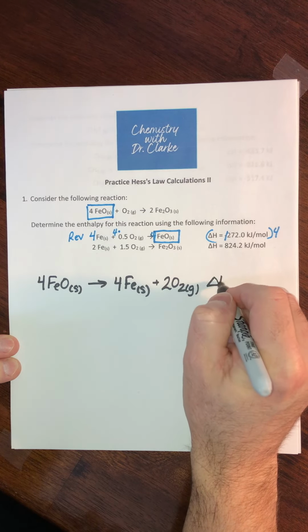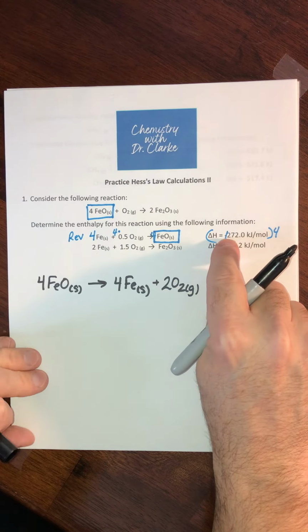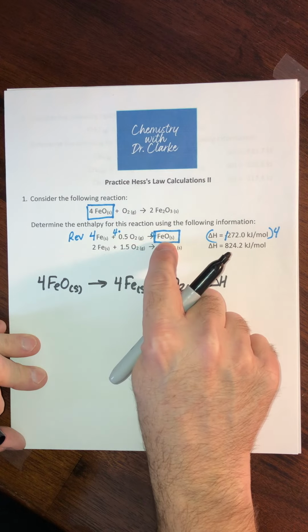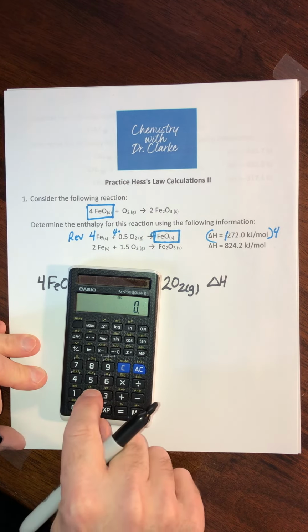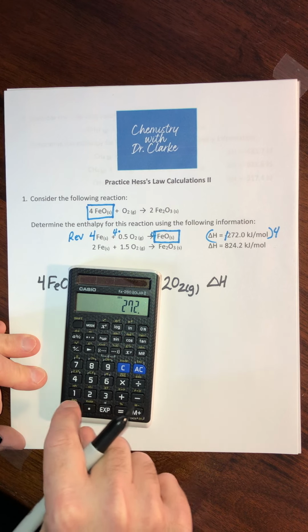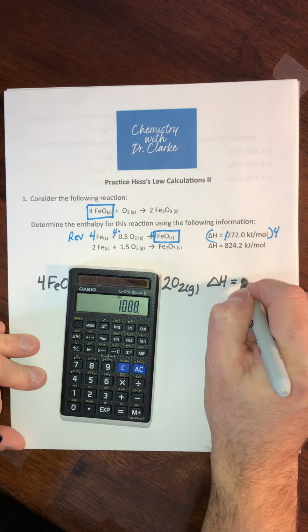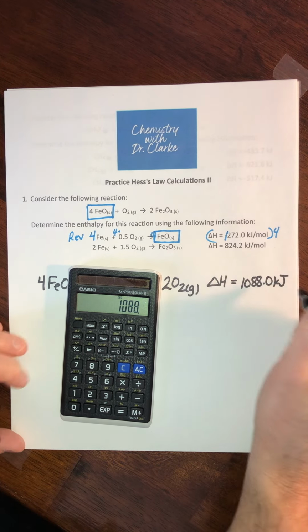Now my delta H, because I have taken the reaction and flipped it, it does go from a negative to a positive. And because I have multiplied everything by 4, I am going to multiply that number by 4 as well. So my 272.0 is going to be multiplied by 4. That'll give me 1088.0 kilojoules.